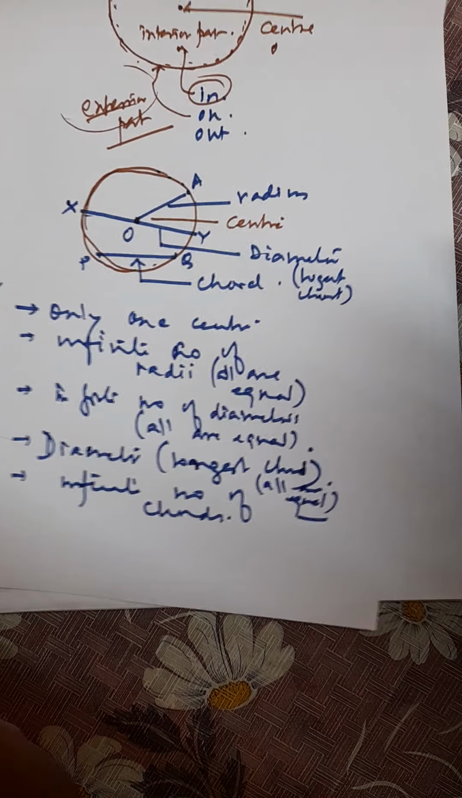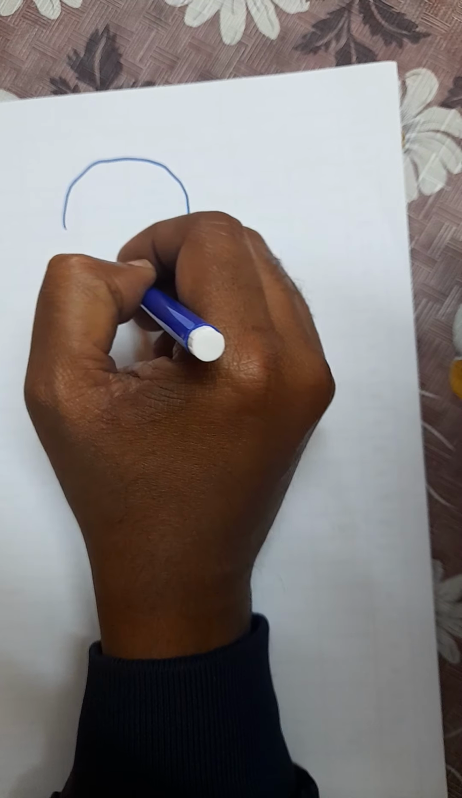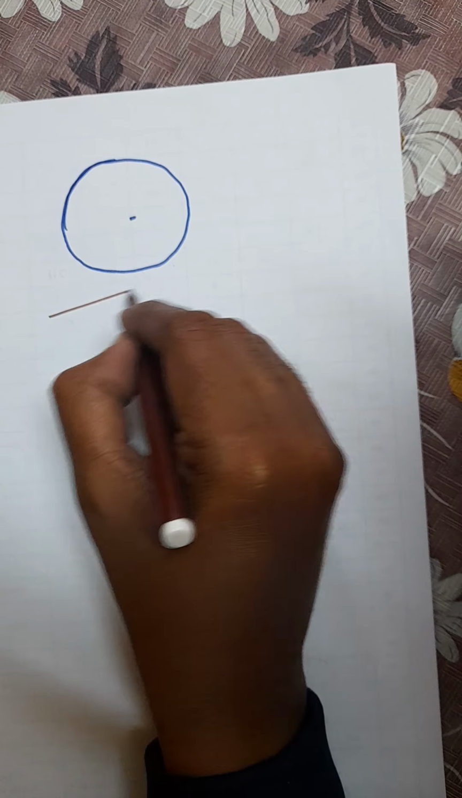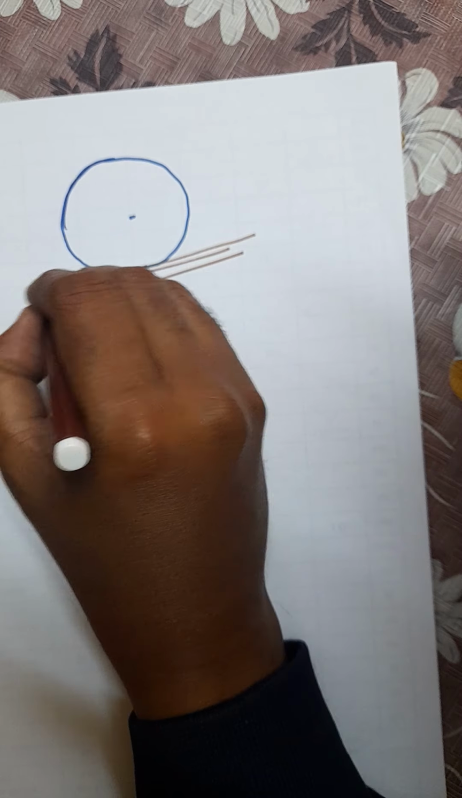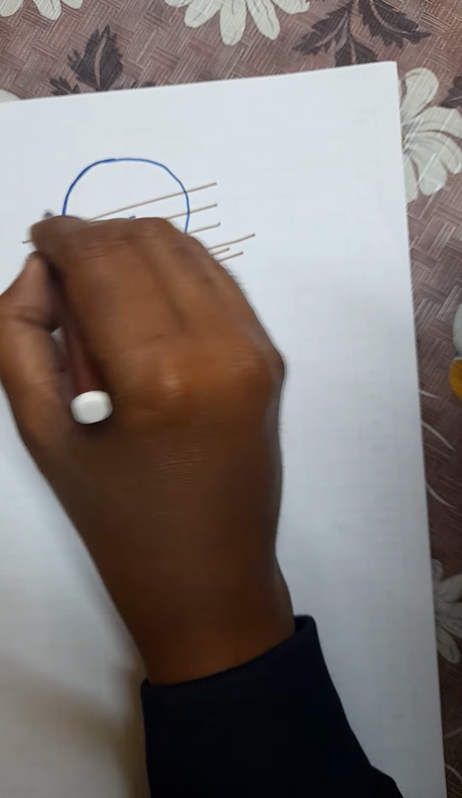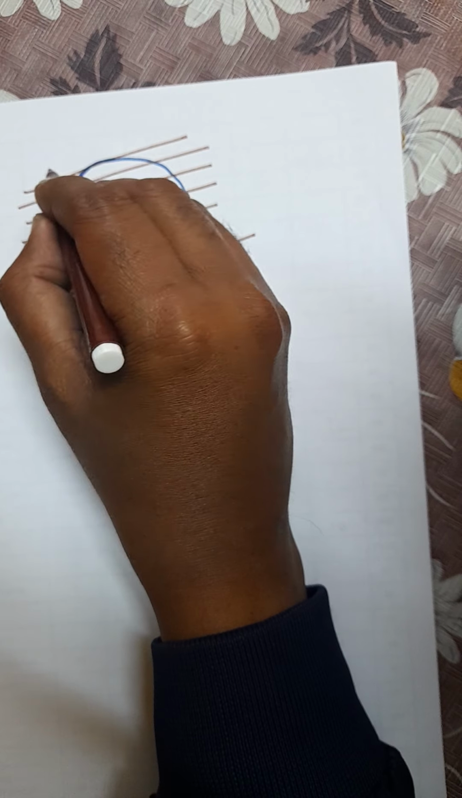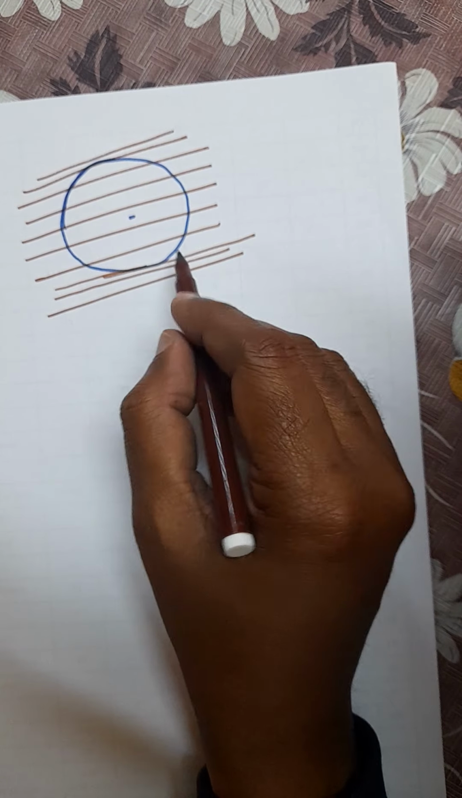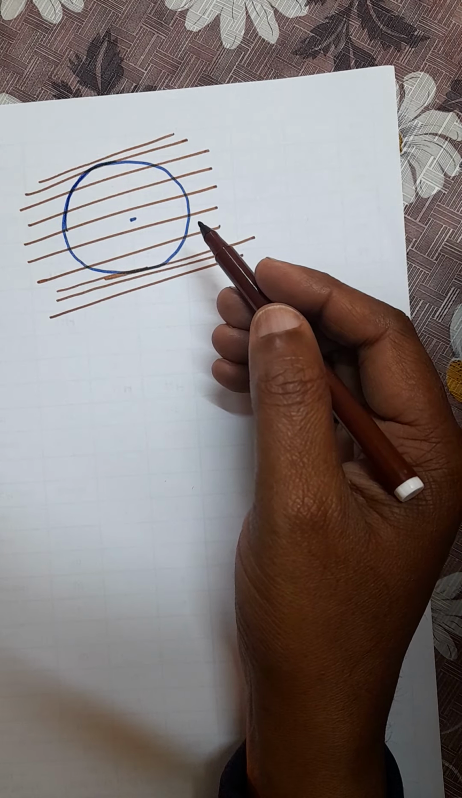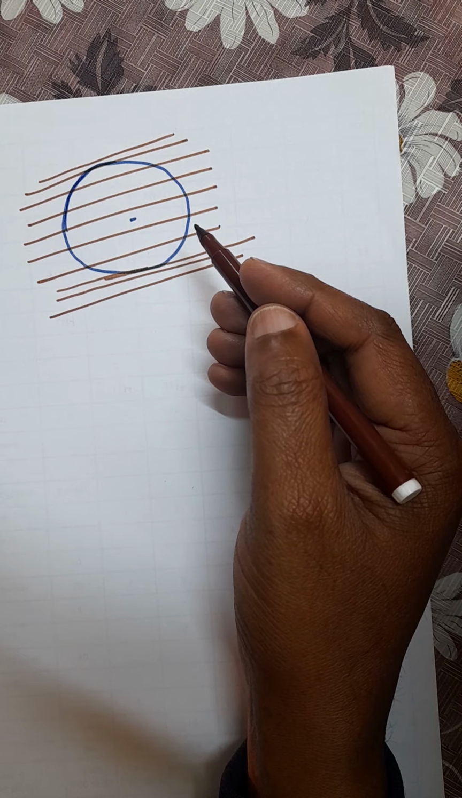These may be needed to solve problems. Now see, our main aim is this: this is a circle, this is the center. Some lines we can draw in this way. Some lines are intersecting, some are not intersecting, and some just touch the circle. So three situations may be created.